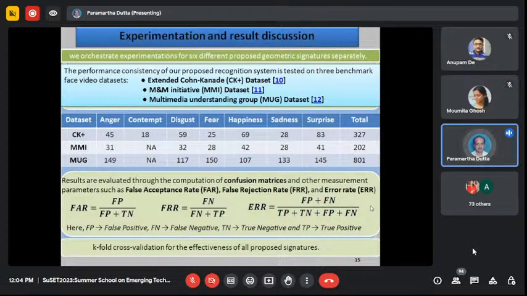Now this particular approach has been applied on different so-called benchmark data sets. These are 3 benchmark data sets available in the public domain. One is the extended Cohn-Kanade, that is the CK plus data set. Then there is the MMI data set. Then there is the MUG data set.